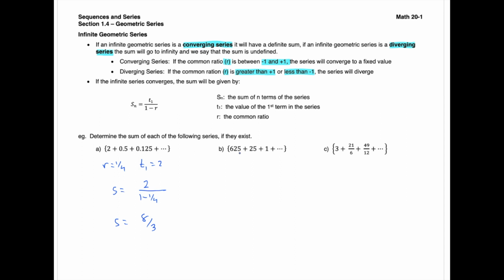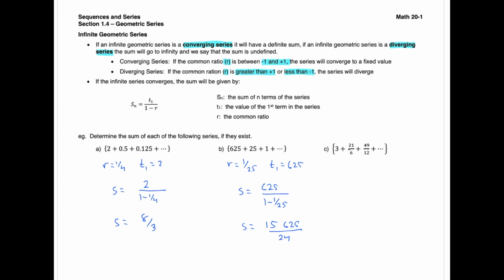For the second one, 25 over 625, 1 over 25. That gives me an r value of 1/25. Again, that's between plus and minus 1. And so this one will also be converging. So I get T1 equals 625, and I can put all my values in. So my sum here, 625, all over top of 1 minus 1/25. And my sum then, in this case, and I'll leave it as a fraction, 15,625 divided by 24.